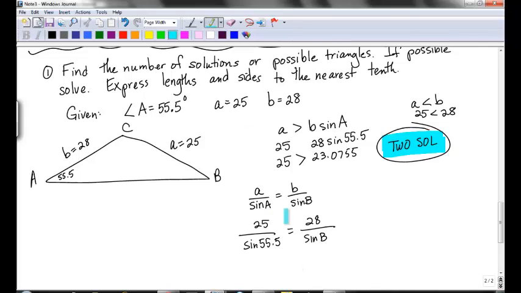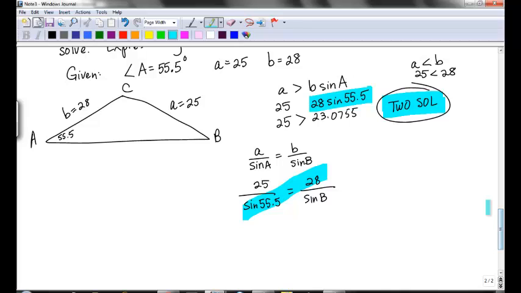Okay, now look at this part right here. When you cross multiply this, didn't we just do that up here? So we've already got that on our calculator. So now what am I going to have to do? Divide by 25. So take what's on your calculator, divide by 25. Okay, and I get the sine of B equals 0.9230. You agree with that?